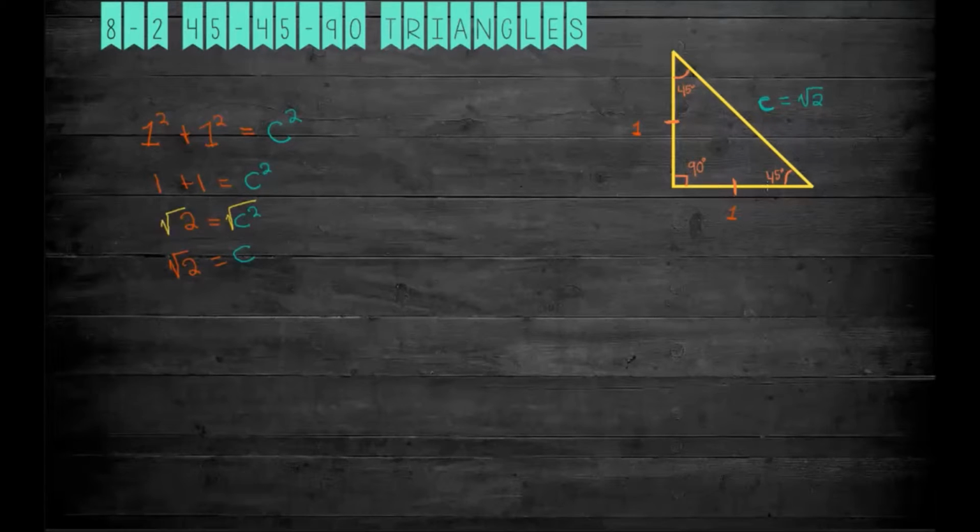So the relationship of the side lengths of a 45, 45, 90 triangle is the two legs, the two equal legs of our isosceles triangle, are in a relationship of just 1. They're the same length. And then our hypotenuse here is the square root of 2.